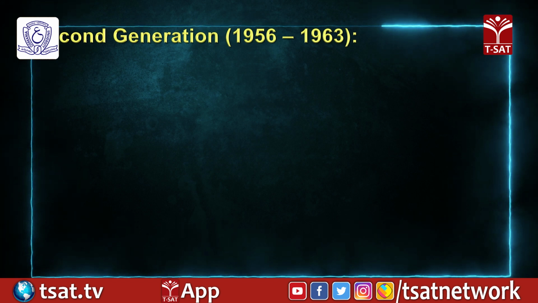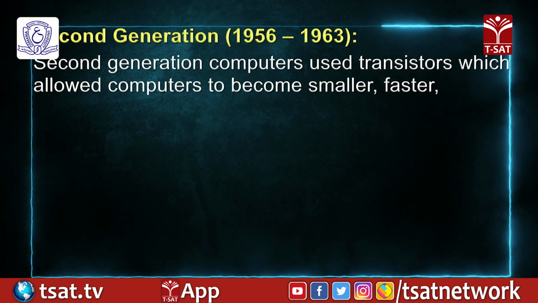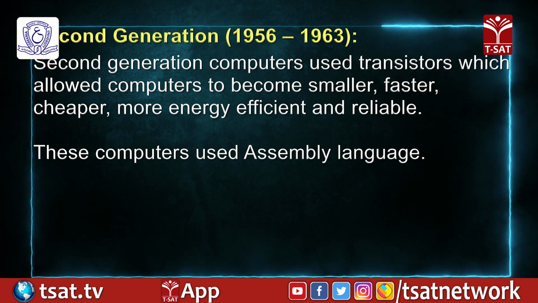After that, the second generation of computers came, from 1956 to 1963. The second generation computers used transistors, which allowed computers to become smaller, faster, cheaper, more energy efficient and reliable. These computers used assembly language.